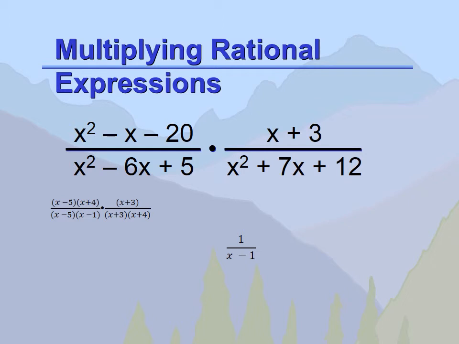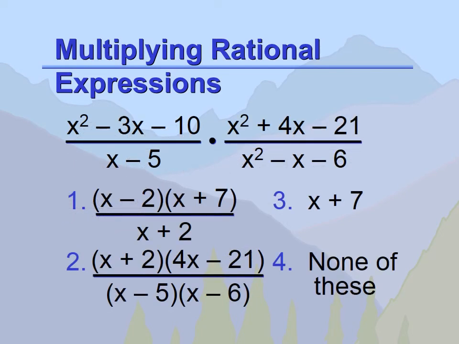So let's go ahead and cancel everything we can. So first of all, the x minus 5s will cancel. We can cancel out the x plus 4s and the x plus 3s. So we're left with just 1 on top because everything else canceled out, and we're left with x minus 1 on bottom. Go ahead and try this one here.